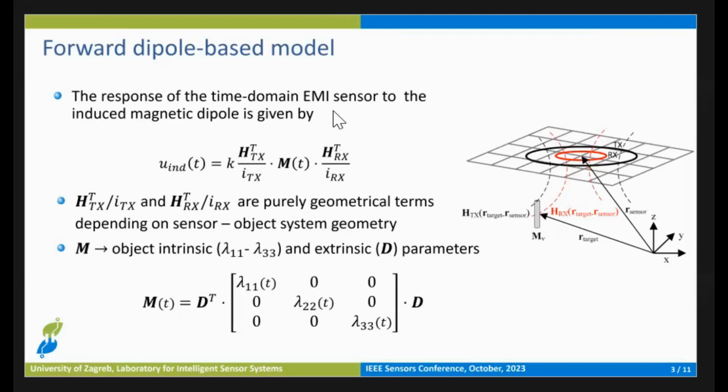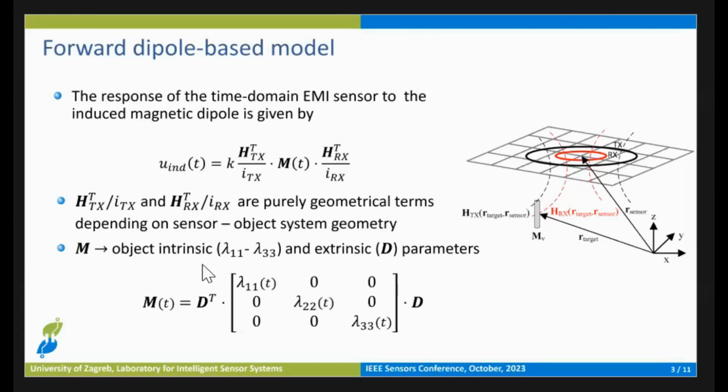to the magnetic field, and the object response is dependent on the H, Tx, Rx, which are purely geometrical terms, depending on the sensor-object system geometry. So relative pose between sensor and object and sensor geometry itself. And it depends on M, which is the magnetic polarizability tensor. Essentially, it contains object intrinsic features and spatial orientation of the object.